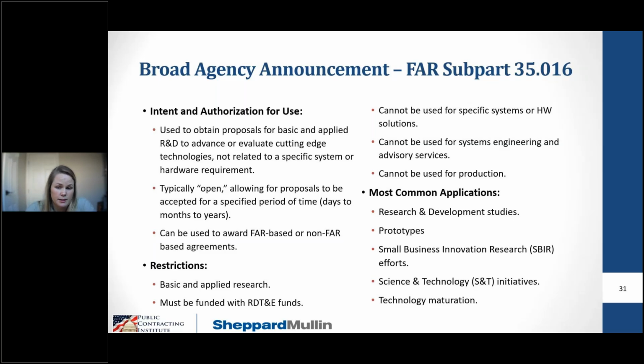They're generally used when the government's looking for new and creative solutions, but a standard conventional statement of work could be too narrow because they want different ways that a company could approach solving the problem. And they must typically be funded with research, development, test, and evaluation appropriation funding, which is a specific type of appropriations that comes out every year.